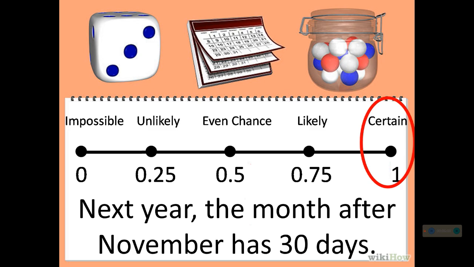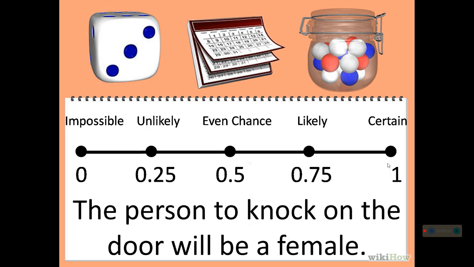Although we have 31 days in December, the question here says 30 days, so it will run through 30 days. So it is certain. Next, the person to knock on the door will be a female. Your answer should be even chance, because it may be a male or a female.